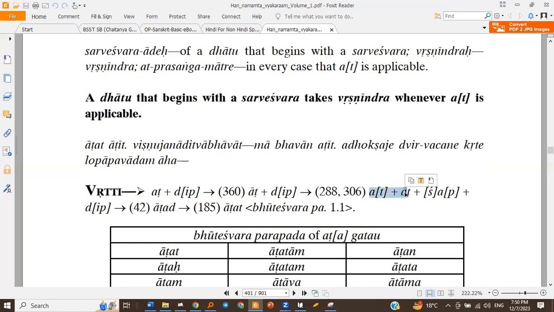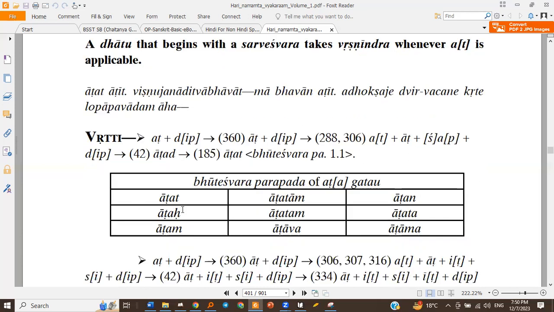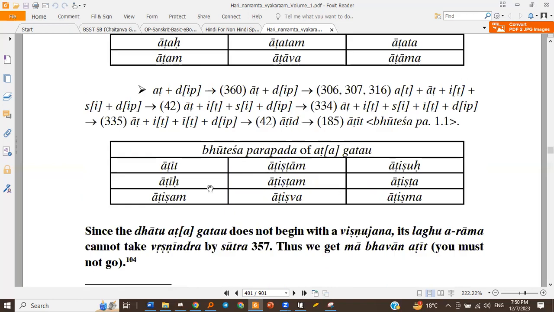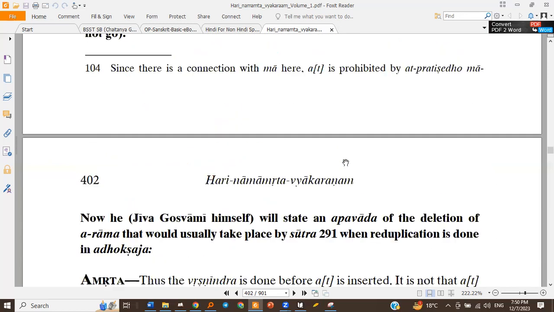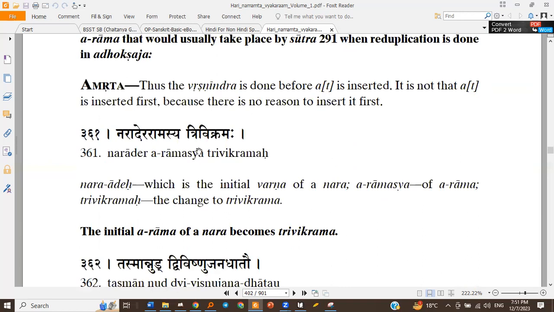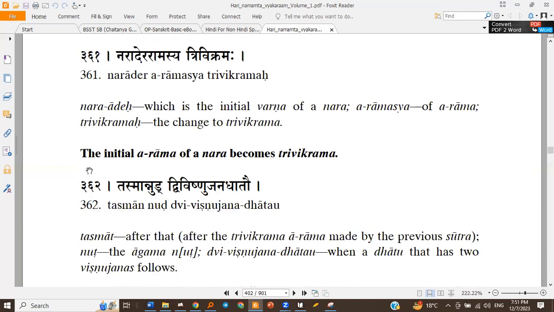That will be Dashavatarekatmake. It becomes long, so we get the long A, and Shap is inserted, Dip. So we just get Atat, Atatam, Atan, and so on. Then Bhutesh would be Atit, with just one difference: Atit, Atishtam. Then Naradera Ramasya Trivikrama: the initial A Rama of a Nara becomes Trivikrama.